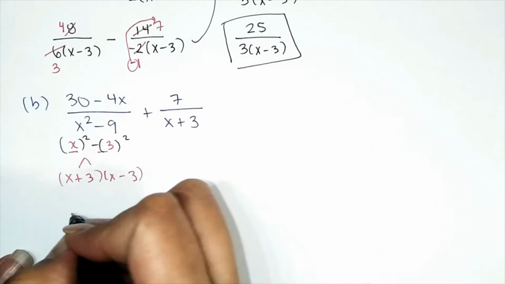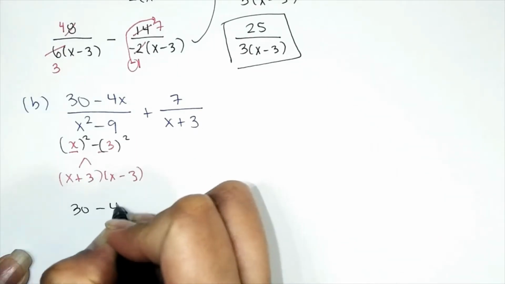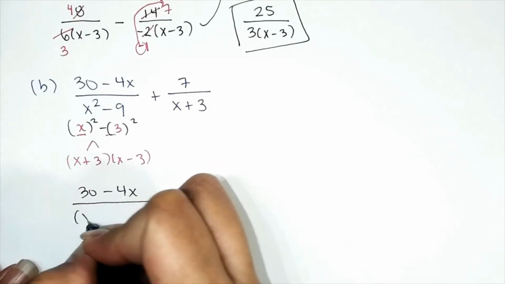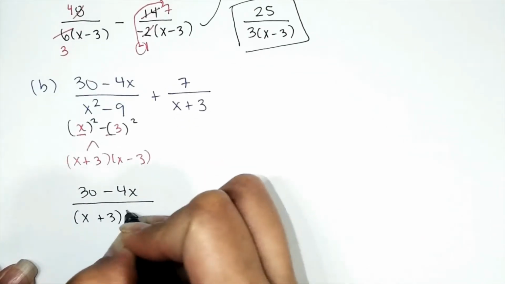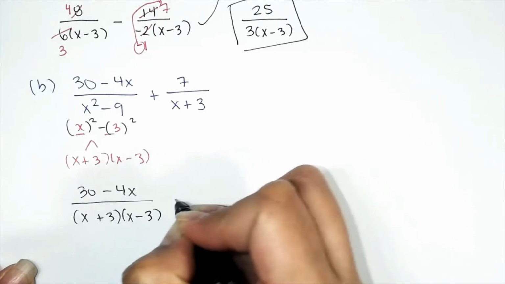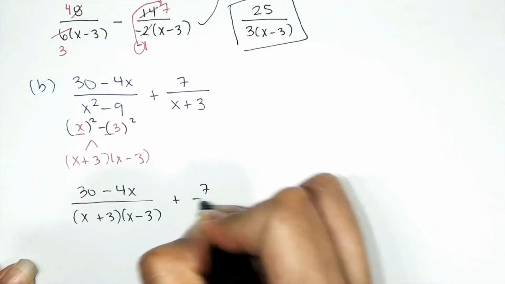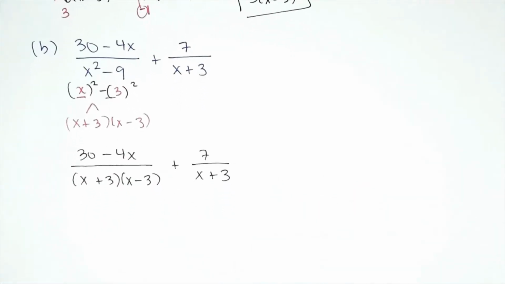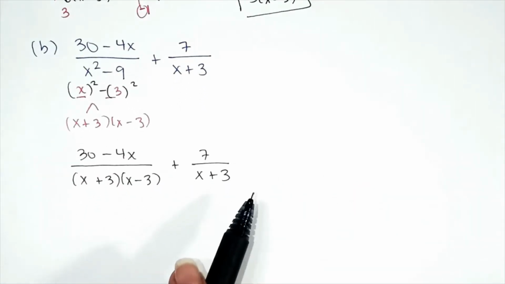So we have 30 minus 4x over its freshly factored denominator of x plus 3 times x minus 3. And then we're going to add to it the second fraction, which was already perfect. I said perfect because the denominator is already factored.